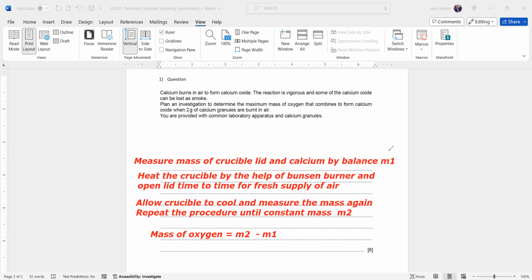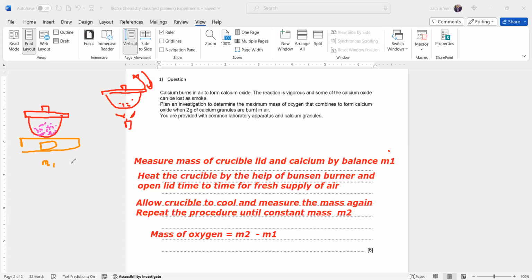M1 means the first mass: we had a crucible with a lid and calcium inside. It can be any number, because you're not supposed to write the number, you're writing the variable. You place it on the balance, and you call this first mass M1. Then you heat using a Bunsen burner and open the lid time to time so that fresh supply of oxygen is there. You repeat the procedure until the mass does not change. The new mass will be higher than the first one, so the new mass will be M2. How do we know the mass of oxygen reacted? The final mass minus the initial mass will give us the mass of oxygen reacted. Is it clear, this one?